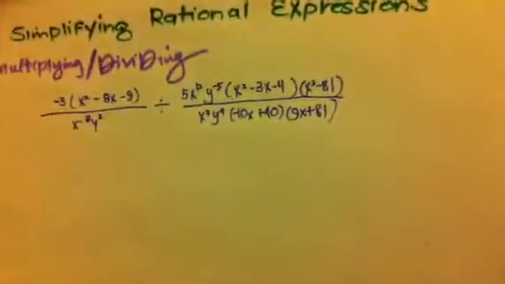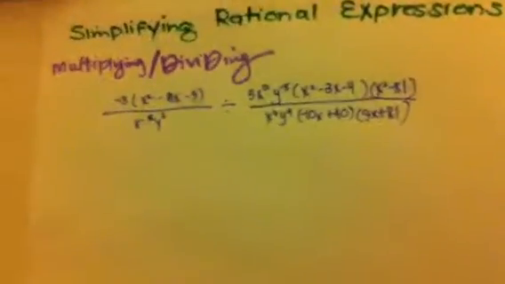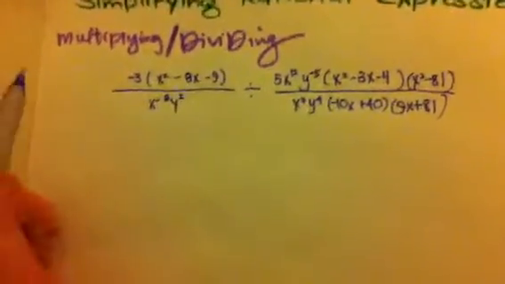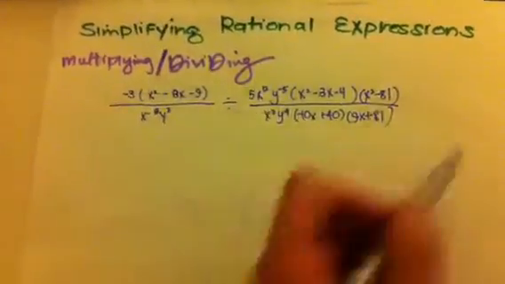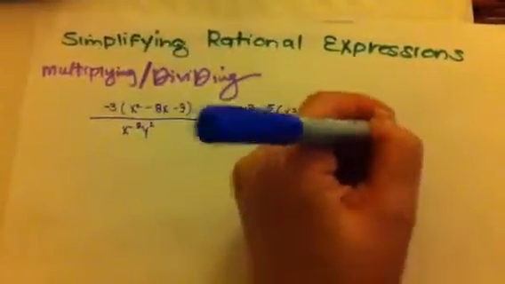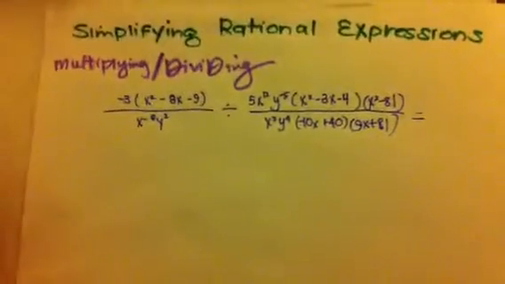Hello class, now we're going to do an example on simplifying rational expressions, multiplying and dividing. For those of you who are curious, this is from homework 53, problem 1. The first thing we always want to do, as always, when we look at a problem, is ask ourselves, what is this problem asking?